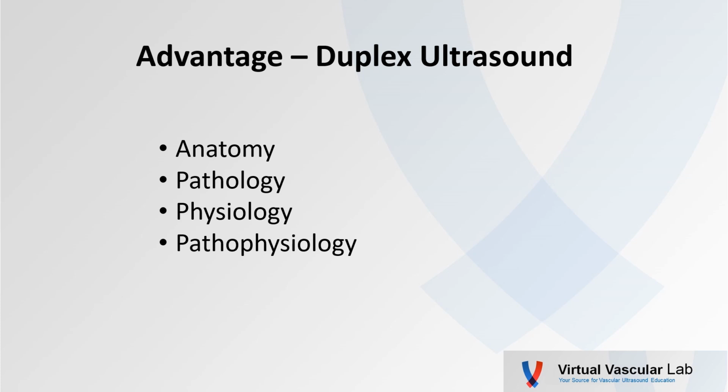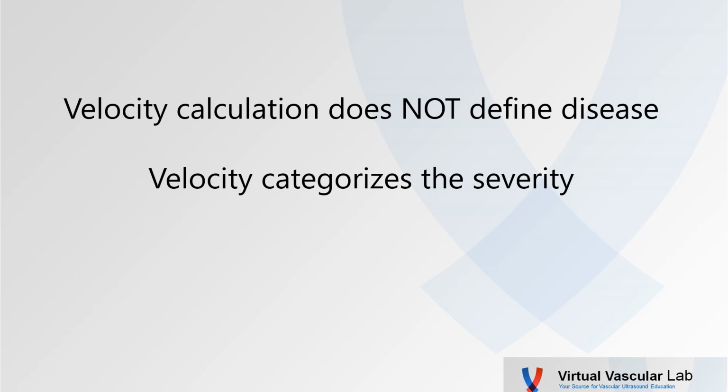Just a quick overview of duplex ultrasound and why it's so great for evaluating the vascular system. We get the anatomy, we can see any pathology, we also get physiology, and of course then if there is pathology, we can appreciate the pathophysiology. Pretty great stuff. So here's the bottom line. Our velocity calculation does not define disease. The velocity helps us categorize the severity of the disease.